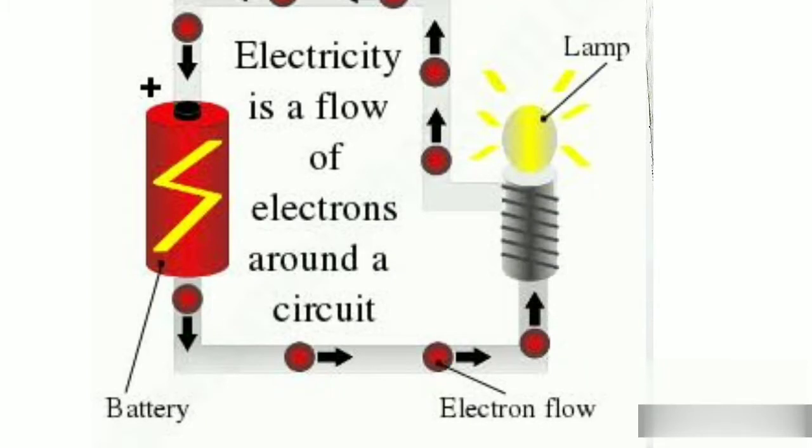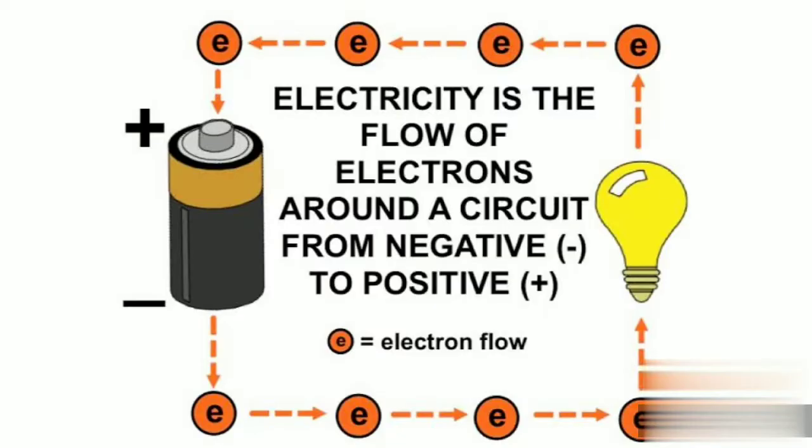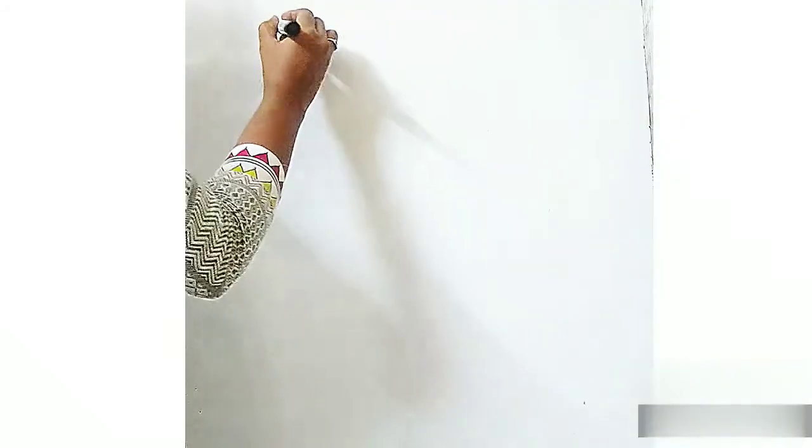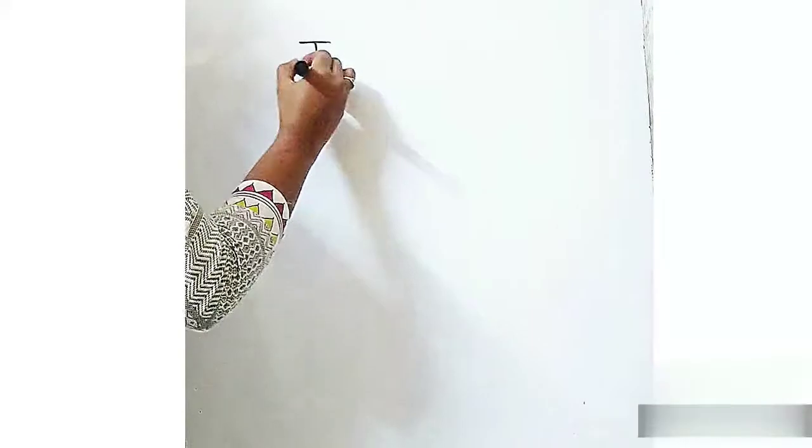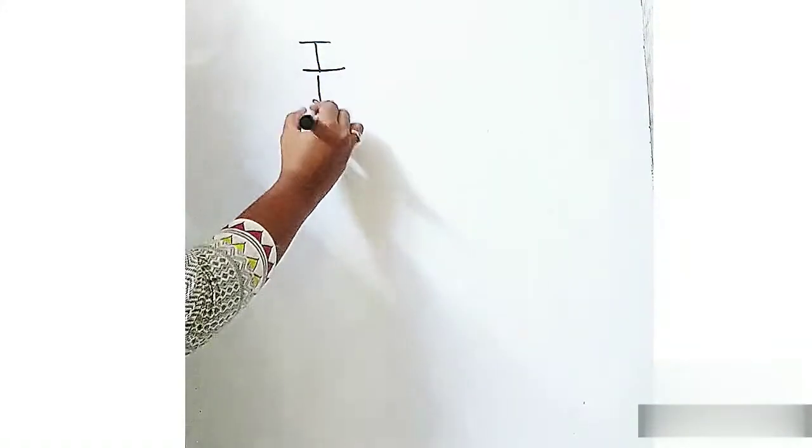So now we'll see what it actually is. We'll tell in terms of a formula. Always remember, in physics you have to support your definition along with your formula. Electric current is the amount of charge flowing through a particular area in a unit time. According to the definition, electric current is denoted as I.